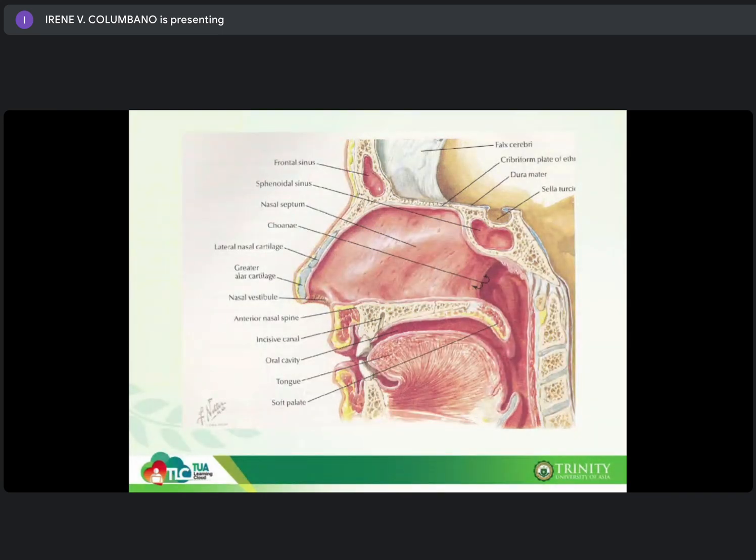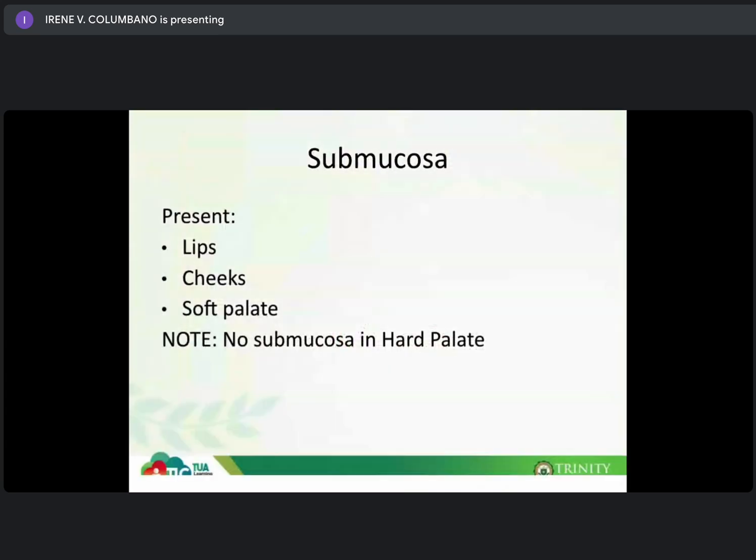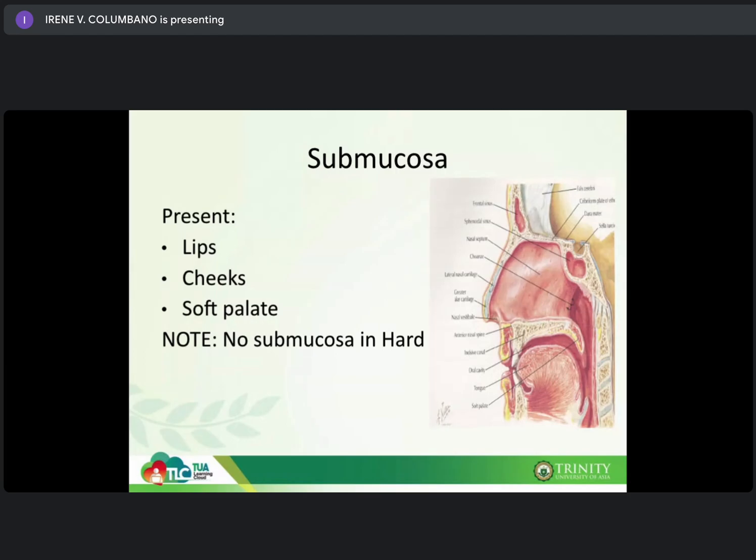So also we can see in this slide the oral cavity, our mouth, with the tongue, the biggest organ in the oral cavity, and the soft palate. So, submucosa, our lips have a submucosal area, as do the cheeks and soft palate. Remember that the hard palate has no submucosa.